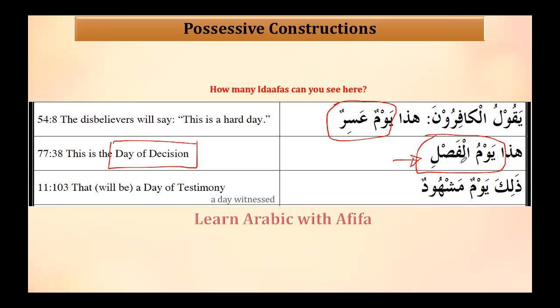Because this second term has the definite article al. So by position, yawmu is definite. Yawmu is definite by position. Yawmul fasli. And look, this is majroor. It meets the condition of the second term, which has to be in majroor status. So yawmu is mudaf and al-fasli is mudaf ilayhi, which is definite.